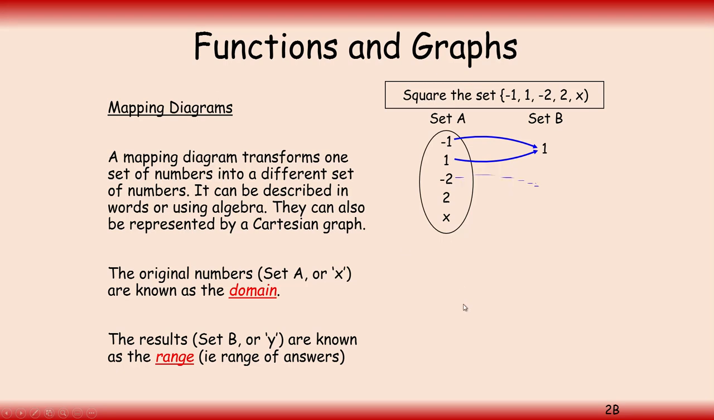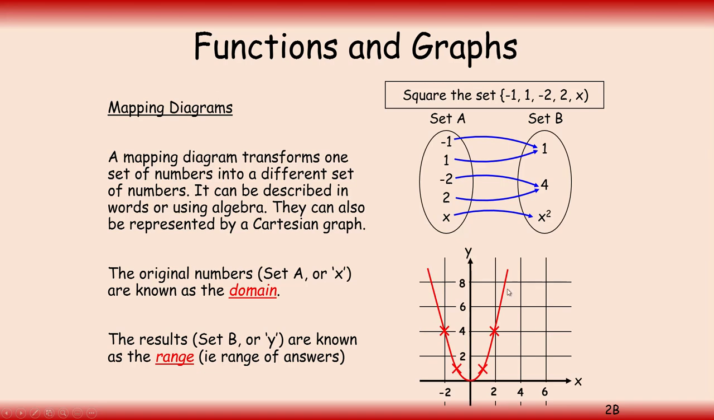When we square -2 we get 4. And when we square 2 we also get 4. So when we square x we get x squared. So many values in set A give us one value in set B. And we can draw that, it's a quadratic curve, and we can see that -1 and 1 will give us the same value of y. So from our domain, many values will give us one value. If you look at 2 and -2, two different values, they map to 4.